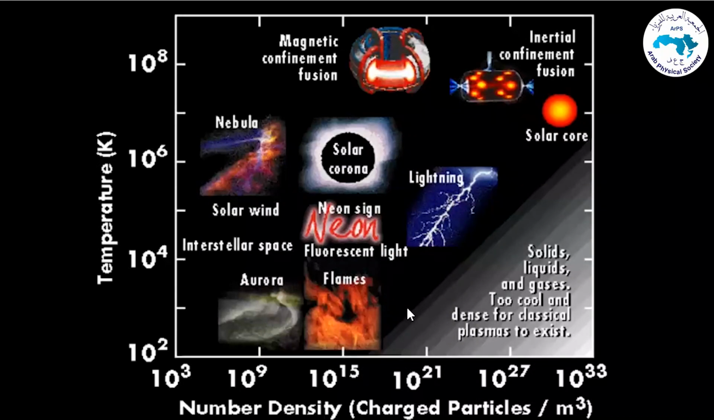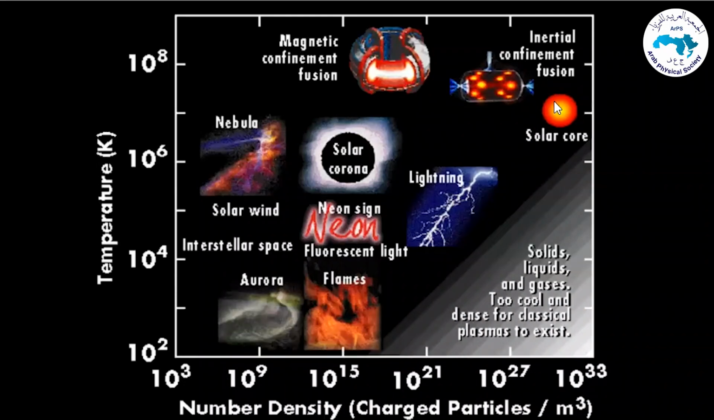On the x-axis, we put the number density, which is basically the density of the plasma, and on the y-axis we put the temperature. And so you can see that, for example, the aurora borealis, we'll come back to that, is occurring at a very low density and low temperature, whereas magnetic fusion is occurring at relatively higher density and high temperatures. Inertial fusion is extremely high density and extremely high temperatures.